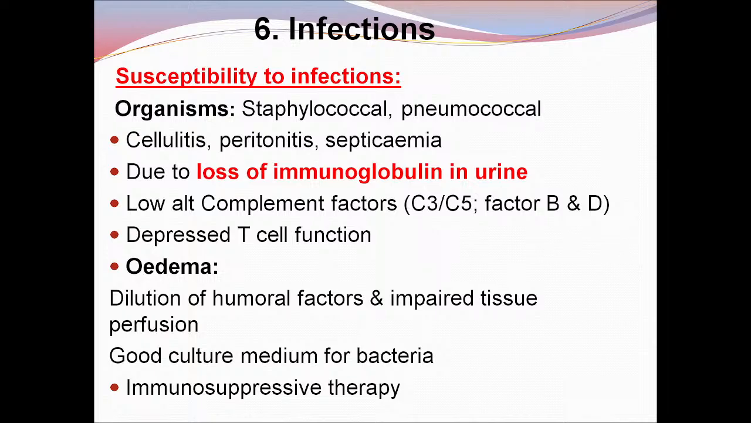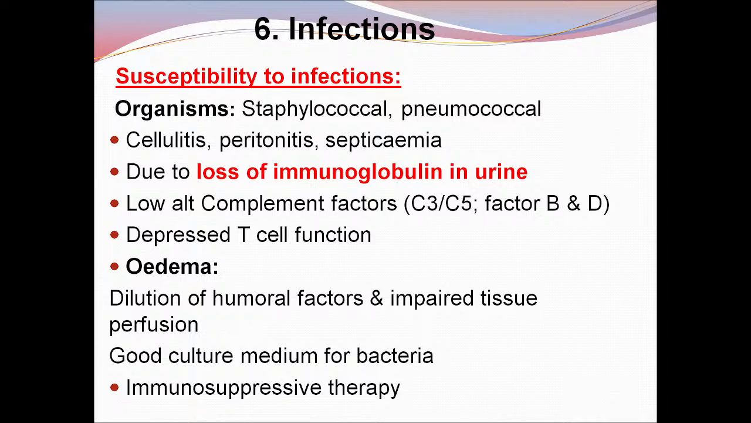Then these patients also have increased susceptibility to infection. Okay. So, what are the causes of increased susceptibility? These patients may have staphylococcal or pneumococcal infection, and why do you get this? This is again loss of proteins. Along with proteins there may be loss of immunoglobulins, altered complement factors, depressed T cell function, and edema. So, all these together contribute; edema becomes a rich medium for the proliferation of organisms.